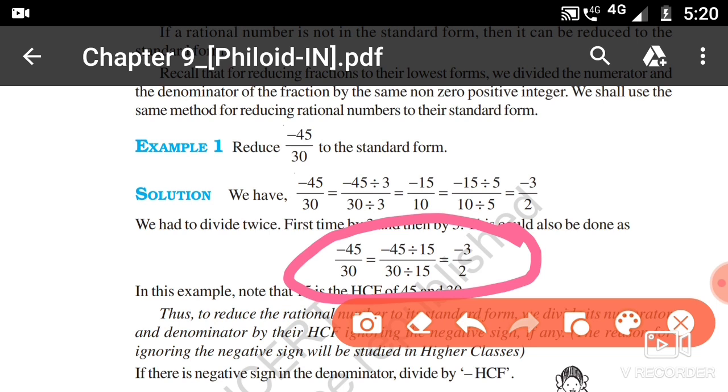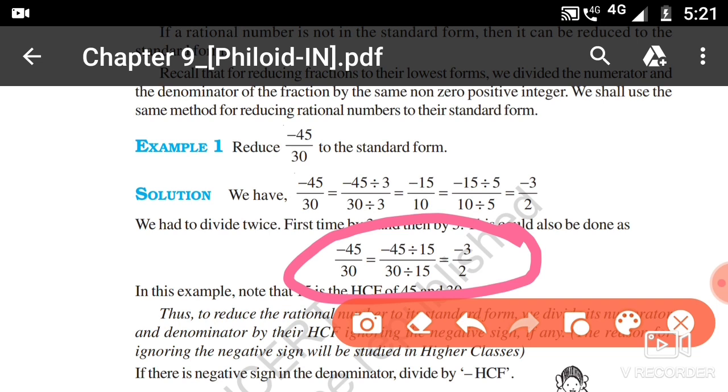Why is it called like that? Because we cannot divide minus 3 and 2 by any other number. Only 1 can divide it. So now there is no common factor other than 1, and now it is in standard form. So we have studied standard form.